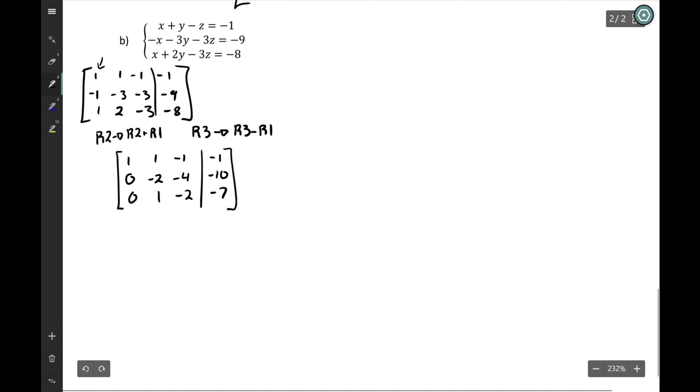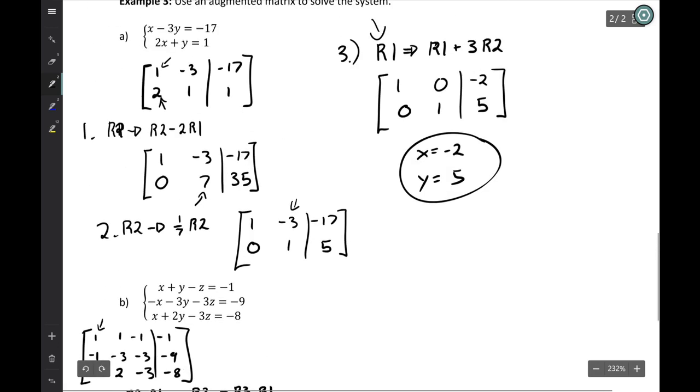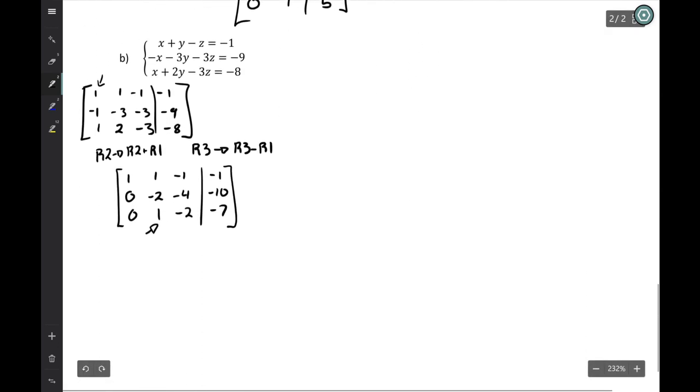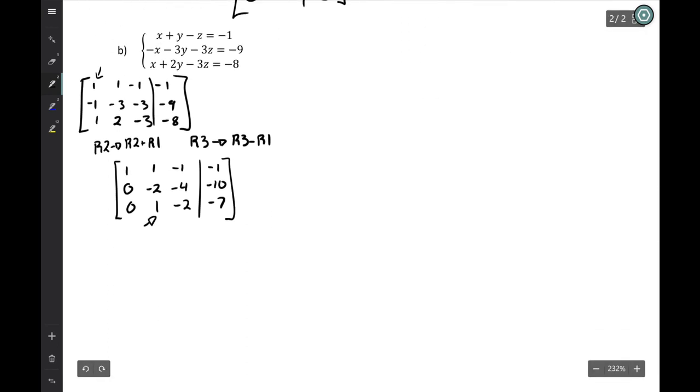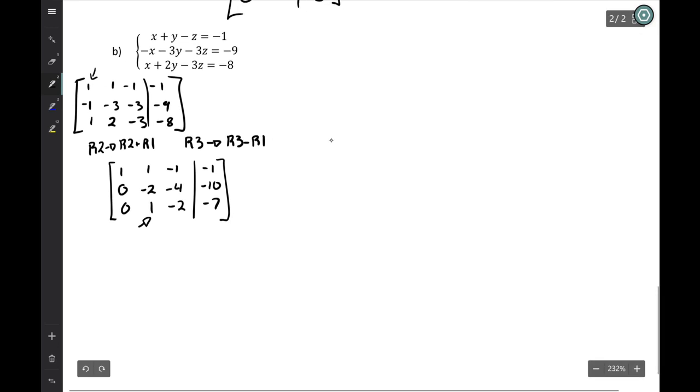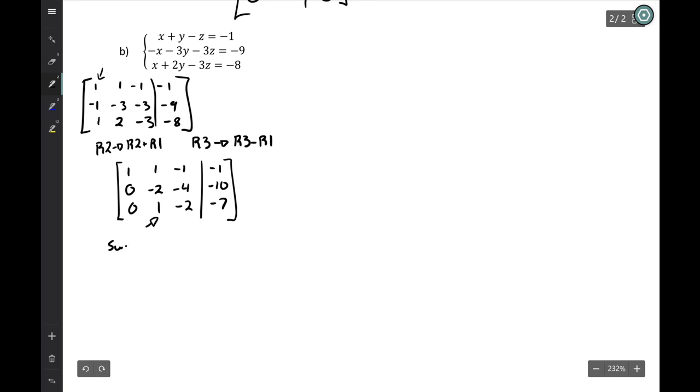All right, next step. Well, I noticed there's already a 1 right here, and in my operations it said I can interchange any two rows. Right up here if you didn't believe me. Yep, right there. So I'm going to switch R2 and R3. Let's write that down. Switch R2 and R3. So let's write down that new matrix. I got 1, 1, negative 1, negative 1, 0, 1, negative 2, negative 7, and then 0, negative 2, negative 4, negative 10.